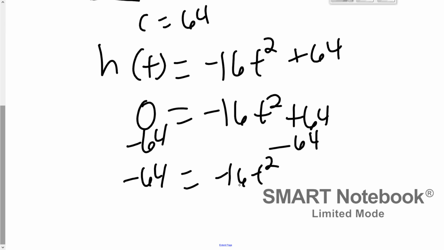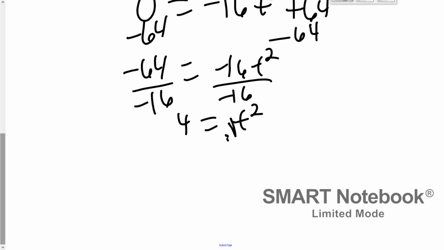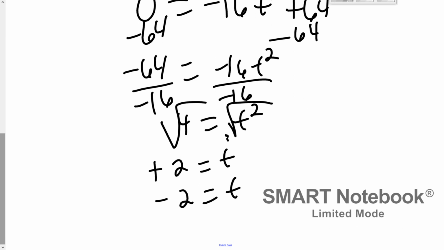Can't get rid of the squared yet, we need to divide by negative 16, because we're timesing by 16. And so that's 4, so 4 equals t squared. Now we can get rid of squared. How do we get rid of squared? We square root both sides, and when I square root both sides, I get a positive 2 and a negative 2. So t equals positive 2 and t equals negative 2. We're talking about time though, so we can't have a negative 2 seconds. So it will take 2 seconds to hit the ground.